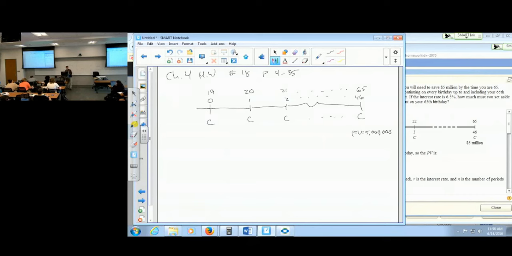What if I back this timeline up like this? What if I go back to my 18th birthday, right here, turn my 19th birthday into the first period, 20th birthday into the second period, 21 into the third period, and my 65th becomes 47.